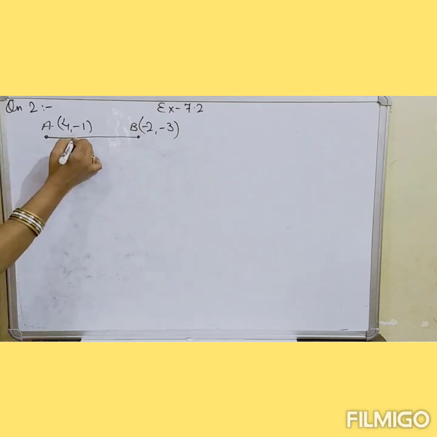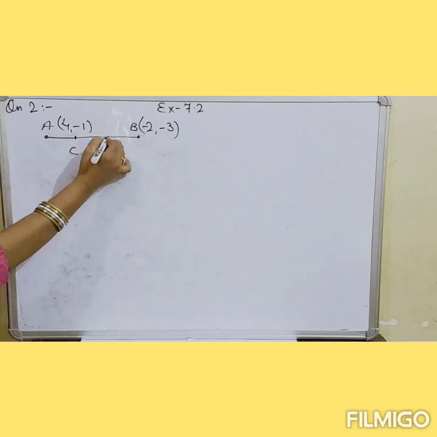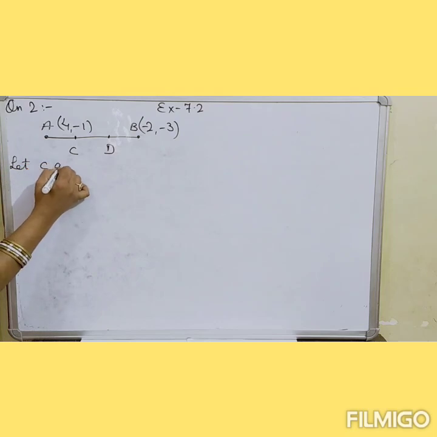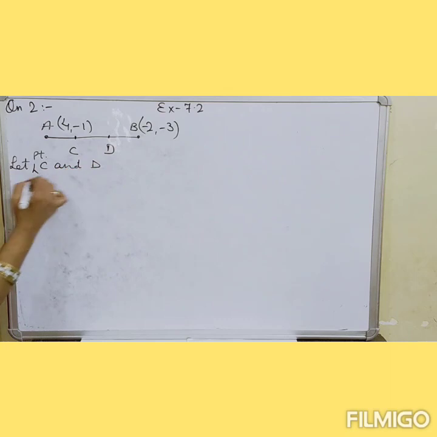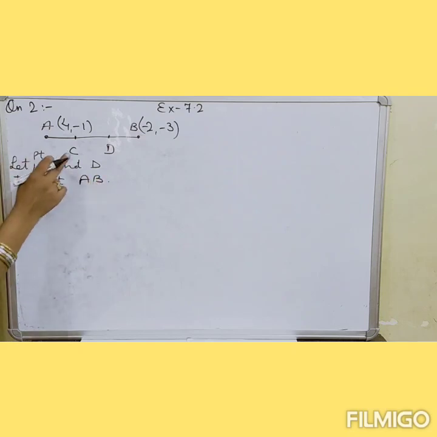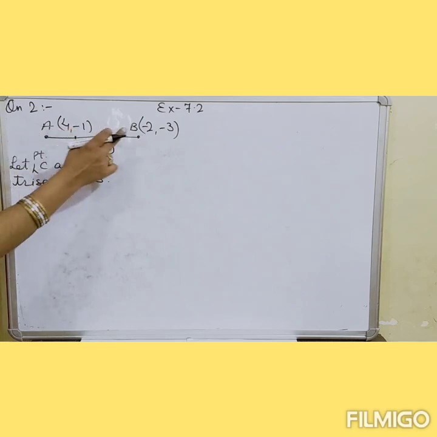So let us take that point as C and D. So we have to write it first. Let point C and D trisect AB. And what we have to do? We have to find out the points C and D. Only points A and B are given to us. Nothing else we are provided with.